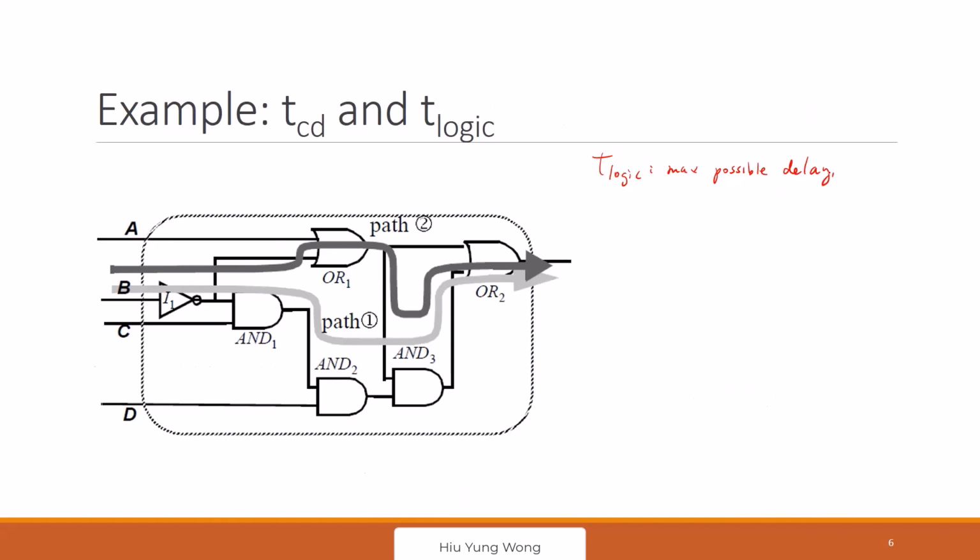Okay. Supposed to be easy. Actually, here is opposite. I kind of swap the sequence. I want to talk about contamination delay first. This is the minimum delay. What is the minimum delay in this circuit? I have a logic, A, B, C, D input, and I come out with the output, right? What is the minimum delay?